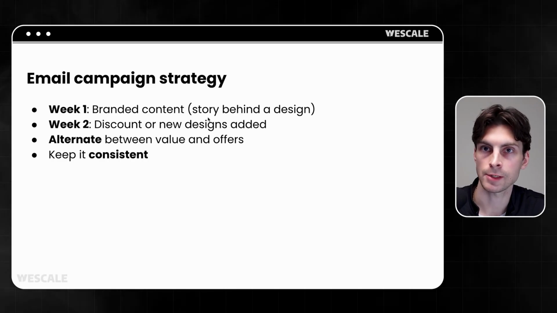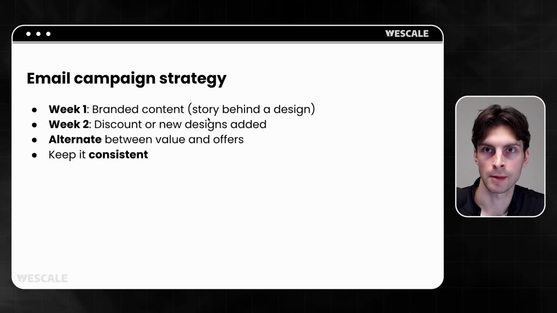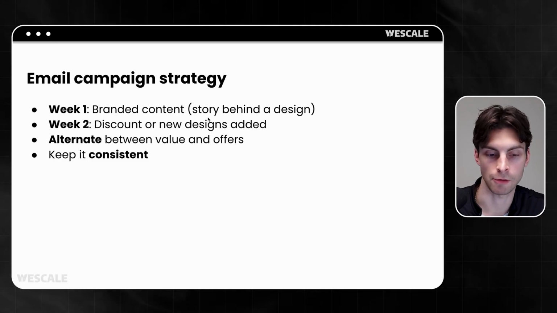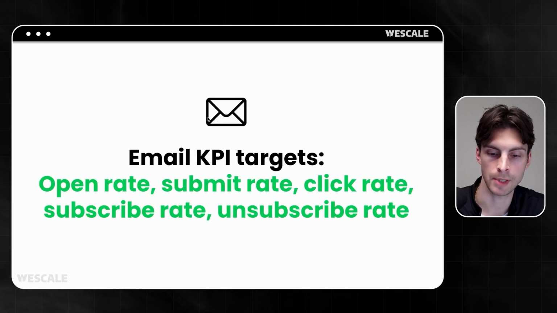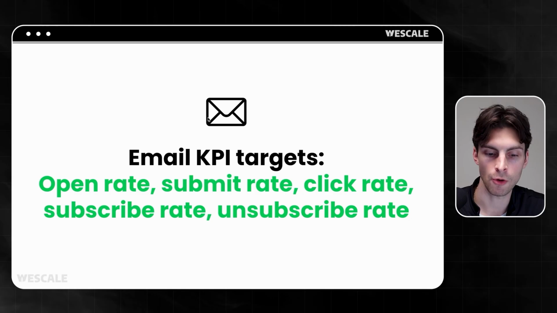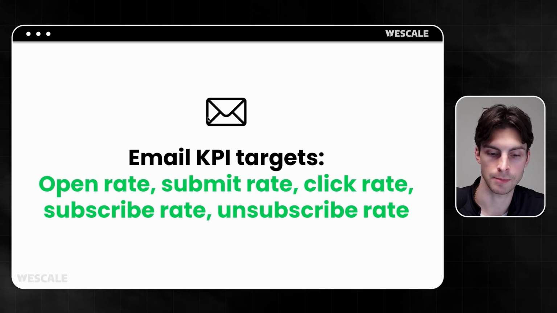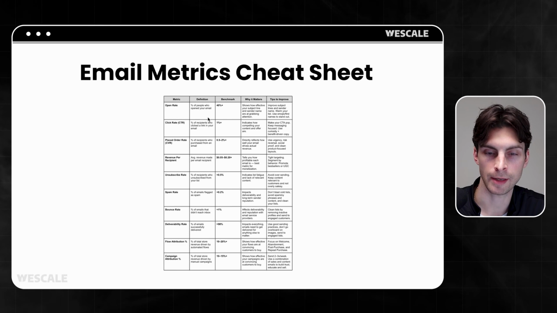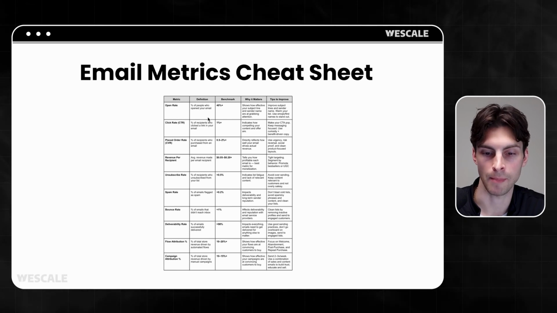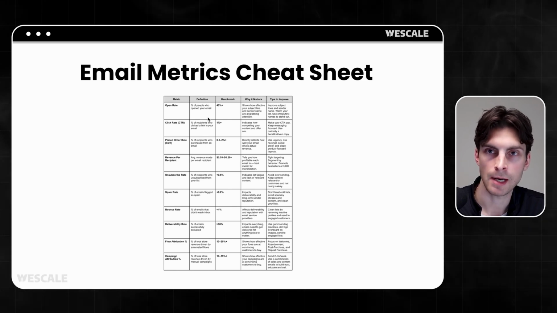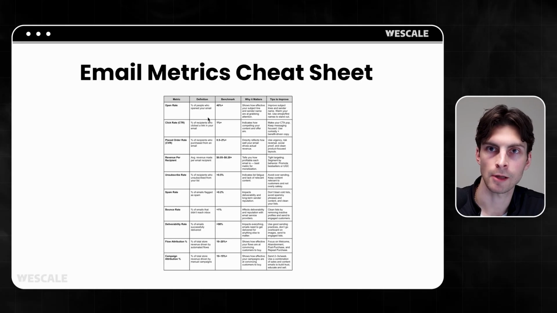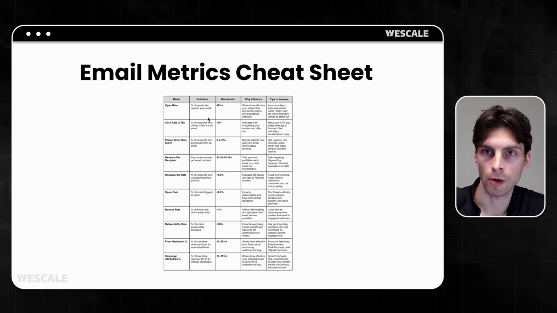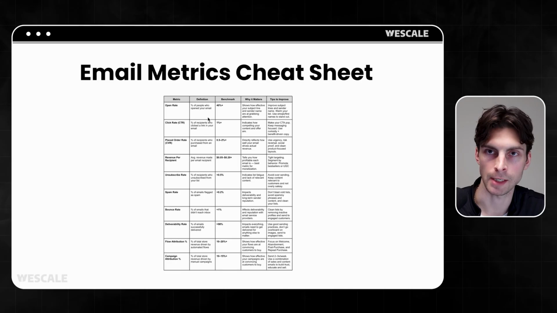And you might be thinking, okay, so what kind of metrics am I tracking that pairs with my emails? And that's a great question. And we have our email KPI targets right here, which is open rate, submit rate, click rate, subscribe rate, and unsubscribe rate. And we have a nice little email metrics cheat sheet here that you can use for all of the metrics you need to be tracking, along with benchmarks and why it matters as well. And with that being said, I'm going to show you inside of Sloth Hiking Club's Klaviyo account so we can look at all the different metrics and where to find them right now.